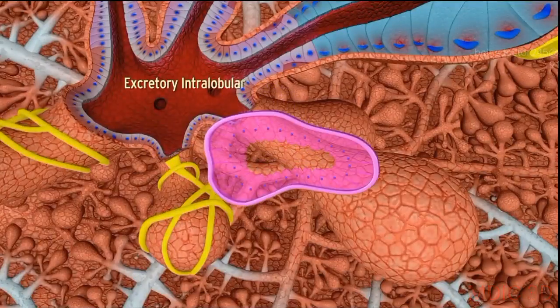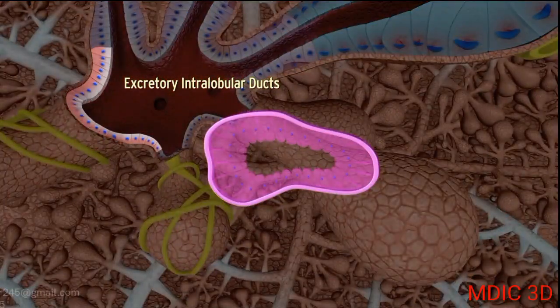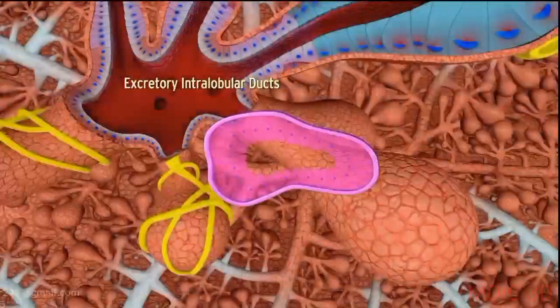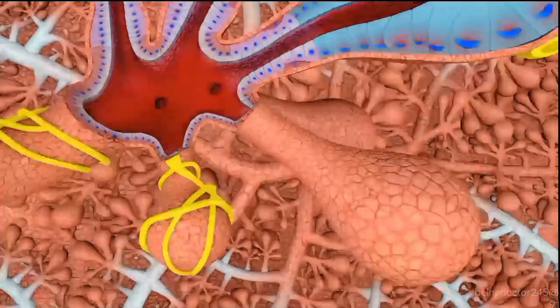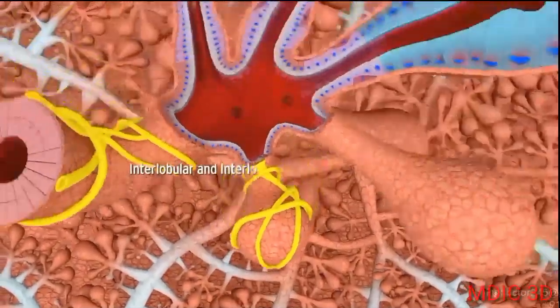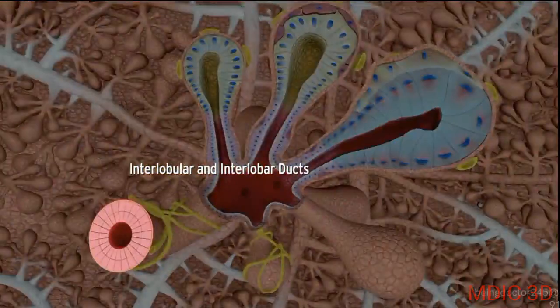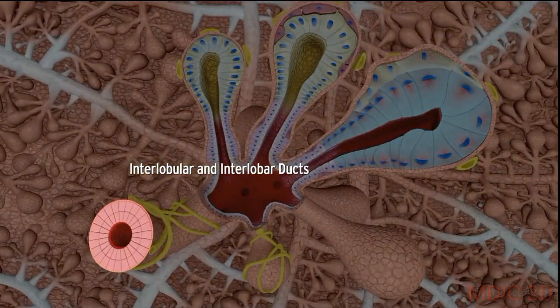Excretory intralobular ducts. Striated ducts in turn coalesce to form excretory intralobular ducts. These ducts are surrounded by increasing layers of connective tissue fibers. Interlobular and interlobar ducts. The intralobular ducts join to form these larger interlobular and interlobar ducts.